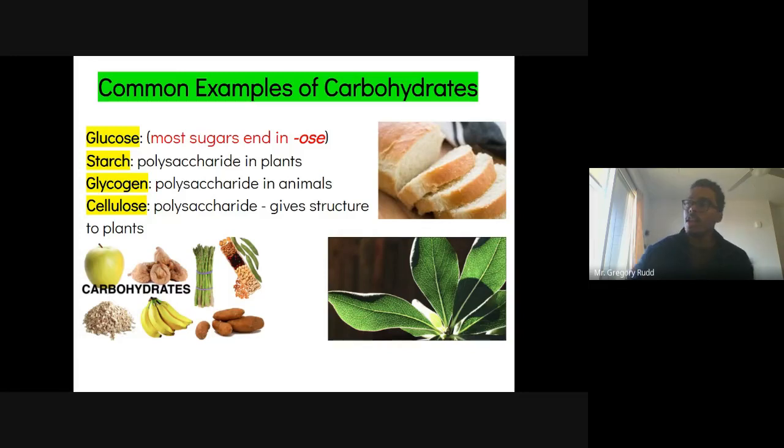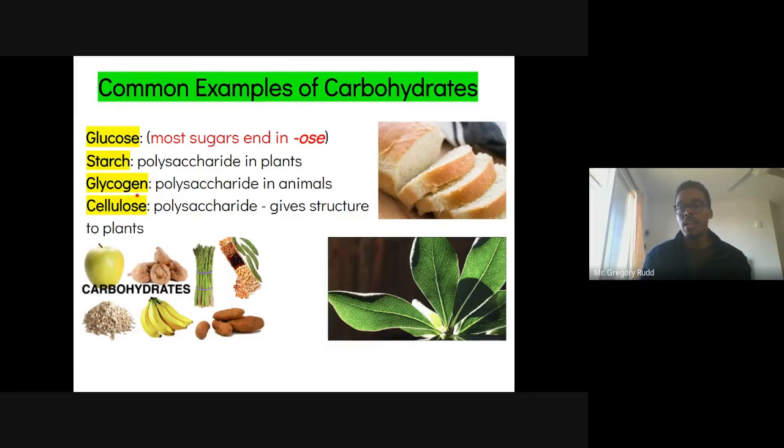So again, carbohydrates are sugars, and most sugars end in the letters OSE. That's so important, guys. Make things easier on yourself by picking up on these little hints. Please do write this down, what you see in red. Most sugars end in OSE. For example, glucose is a sugar. We see it ends in OSE. Cellulose is a sugar. It also ends in OSE.